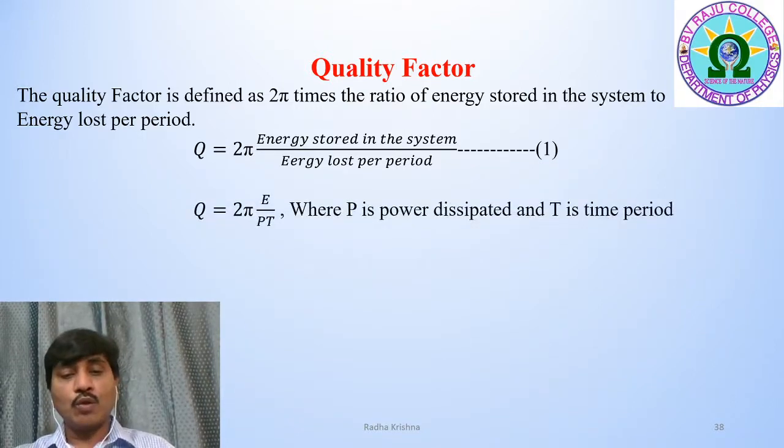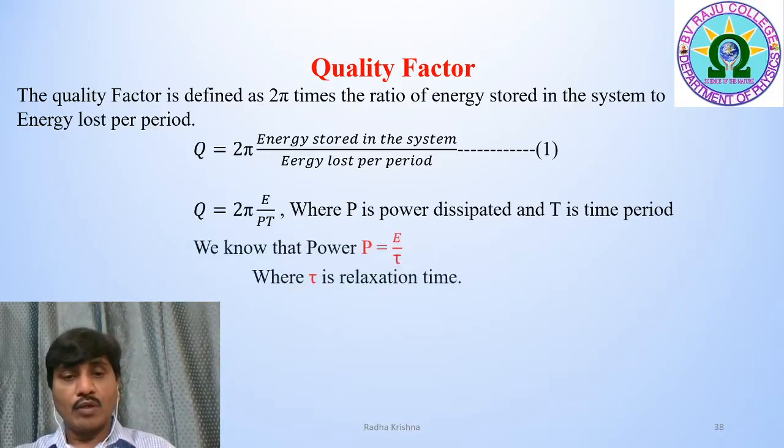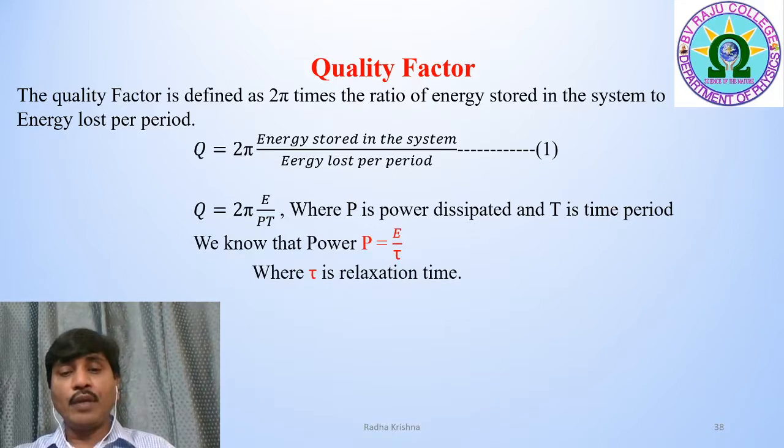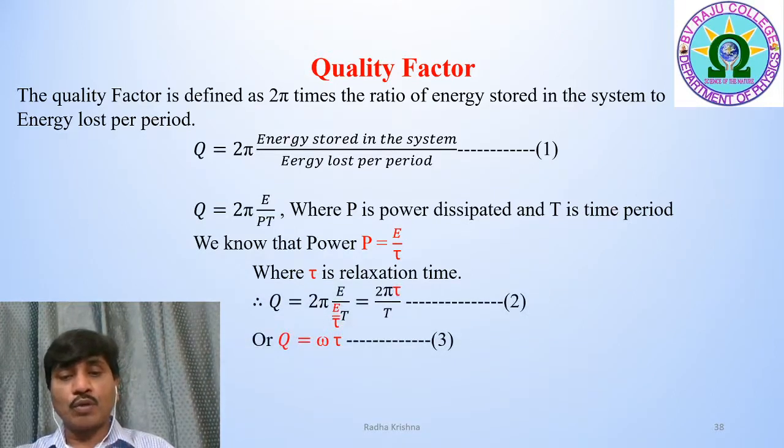Q is defined as 2π times the energy stored in the system divided by the energy lost per period. Q is equal to 2π into E/PT, where capital E is the energy stored in the system, P is the power dissipated, and T is the time period. We know that power P is equal to E/τ, where τ is the relaxation time. Therefore, Q is equal to 2π into E/(τ into T)... on cancelling capital E, we get Q is equal to 2πτ/T, or Q is equal to ωτ, where ω is equal to 2π/T is the angular frequency of the damped harmonic oscillator.